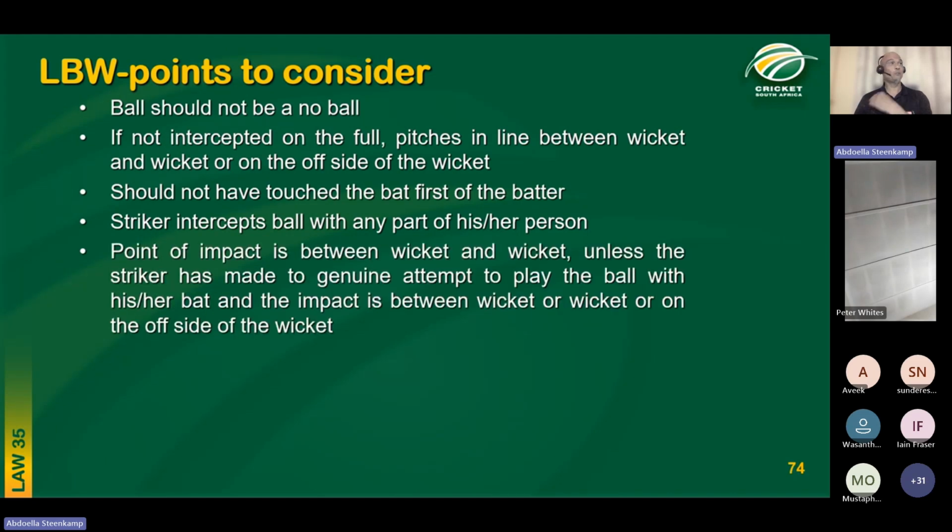The law wants the point of impact to be between wicket and wicket, and there's one but, and that but is, yes, the point of impact must be between wicket and wicket, but if the striker did not make a genuine attempt to play at the ball, you can consider the LBW appeal even if the impact is outside the line. I've got a few pics later on that will show you how this works.